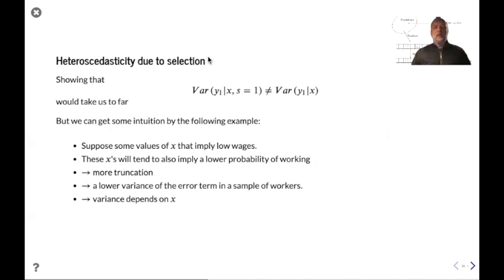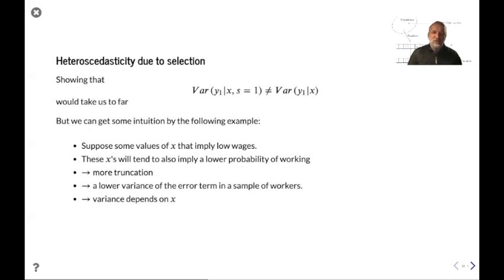Just a little comment on the heteroscedasticity due to the selection. Showing that these two are different would take us too far in the second year of the computer science and economics program. But I can at least provide a little bit of intuition by the following example. Suppose that some values of X imply very low wages. So we're still in the wage equation with a participation selection equation.